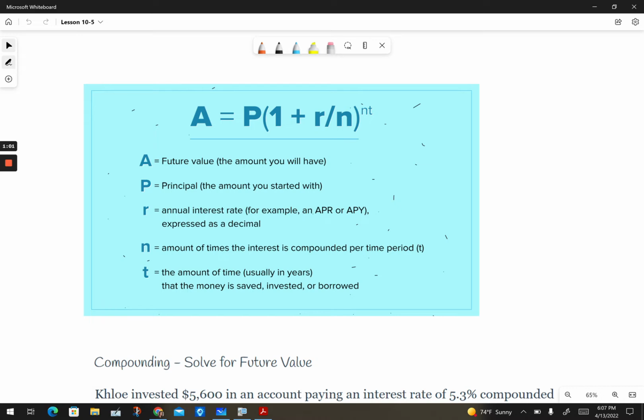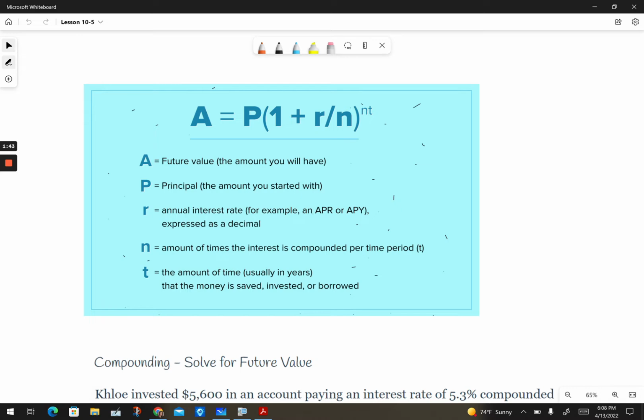So what do these variables stand for? The first one, A, depends on the principal, the rate, the N, and the T for time. It is calculated as the future value: the amount you will have after interest has been compounding. P stands for principal, the original amount you started with. R will always need to be expressed as a decimal. So if I give you a percentage, remember you will need to divide by 100, or as some students do, move the decimal two places to the left.